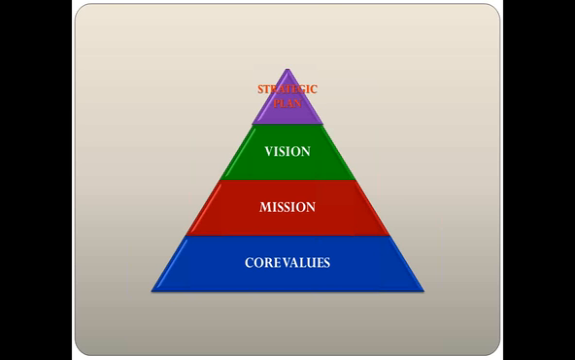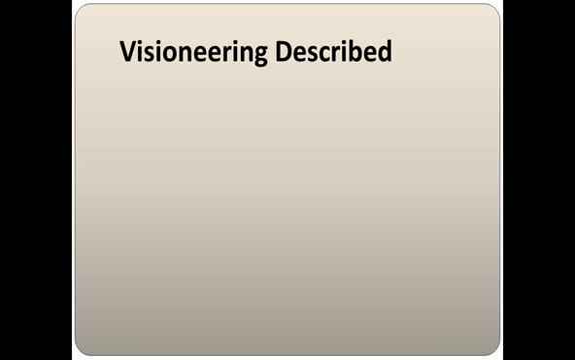So driving your mission and vision are your core values, and then at the top of it is your strategic plan, and that's how you're going to carry out your mission in order to reach your destination, your vision, all within the parameters of your priorities, your core values. What are the things that are driving you to do what you're doing, your mission and your vision?